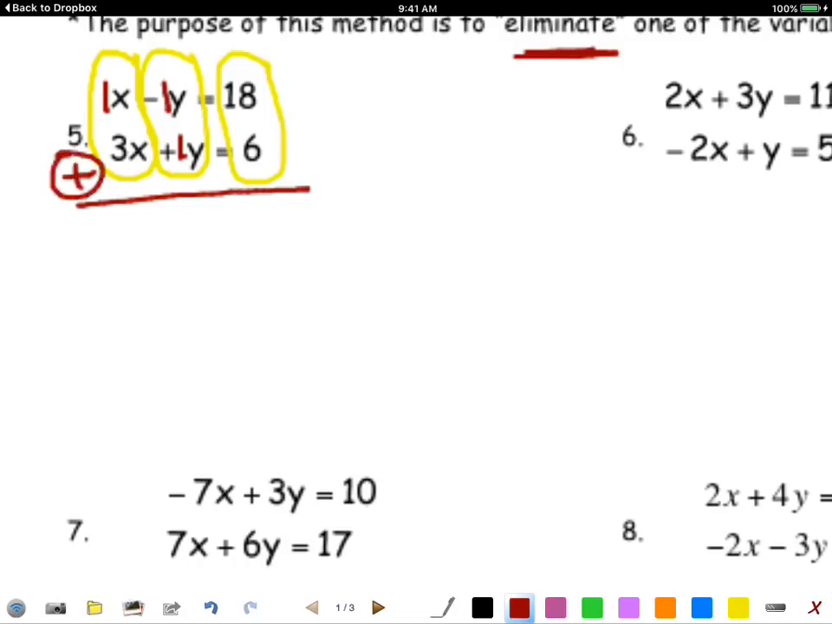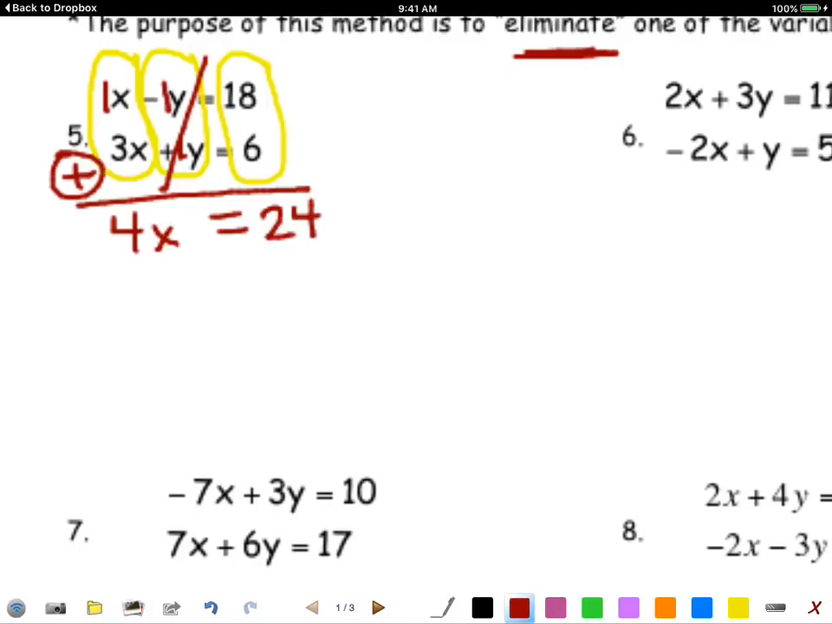So we're going to draw a line and do this. This says we're adding straight down. So 1x plus 3x is going to be 4x. A negative 1y and a positive 1y makes 0. And that's what I was trying to explain on number 4. That's just going to make 0, so we don't write anything. And then we have equals 18 plus 6, which is going to be 24.